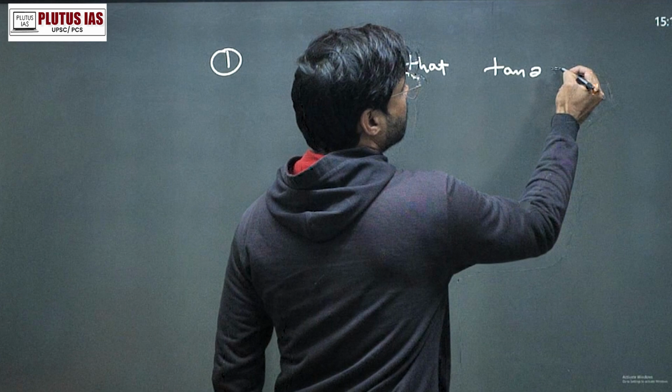What is the Pythagoras theorem? Suppose this is the triangle A, B, C. Then by the Pythagoras theorem, we know that AC square equal to BC square plus AB square. So just put the value here, x square equal to 2 square plus 3 square, 4 plus 9, 13. That means x equal to root 13.